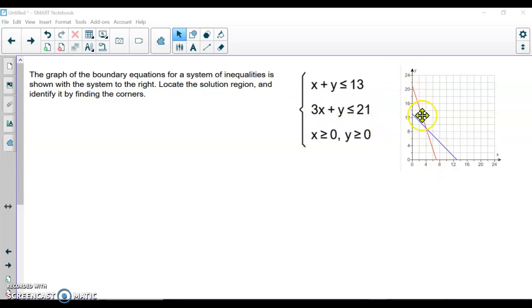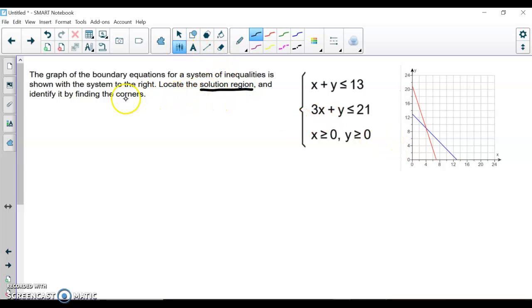Now, this is a graph that we could have produced easily enough on our own, whether we did it in the calculator or by hand, but in this case, this problem has already taken the time to draw the lines for us to really emphasize this solution region and the corners. Because moving forward, the word problems and we're doing optimization, whether it's finding a maximum or a minimum, will all come hand in hand with these solution regions and the corners in particular.